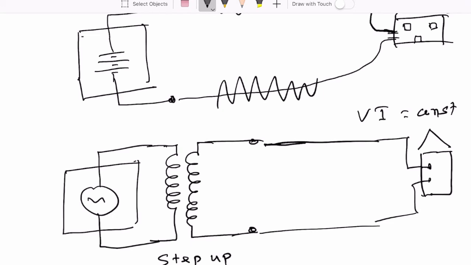But once they get into a city, they might be stepped down to 25,000 volts, and in a subdivision they might be stepped down again to 5,000 volts. By the time it gets to your house, it might have been stepped down a couple more times, down to 120 volts, right? So it's stepped down in a series of steps until it comes down to 120 volts. So transformers are used both for stepping up the voltage before transmitting, and stepping down the voltage at the place where the electricity will actually be used.